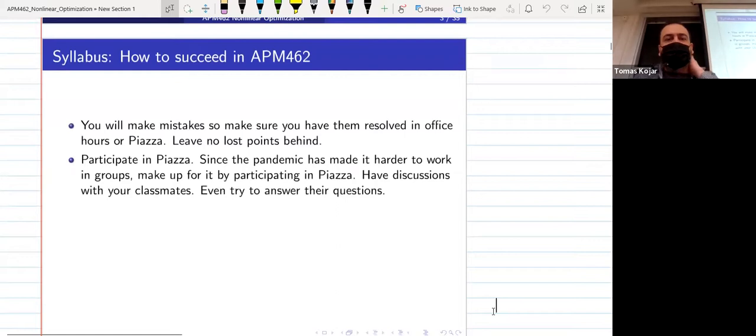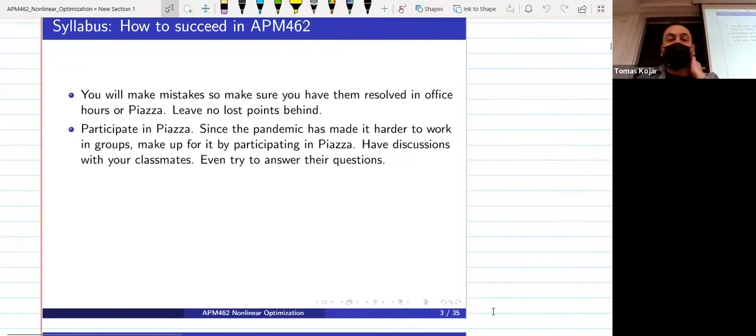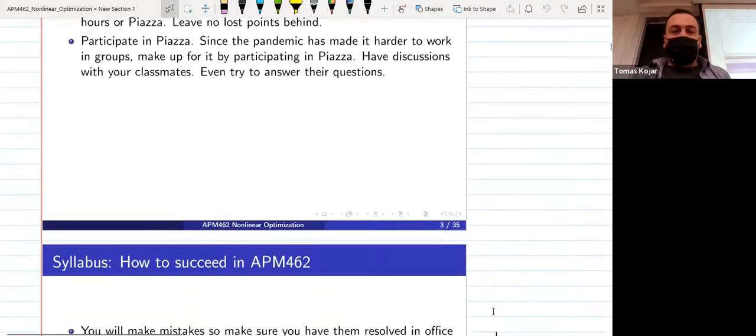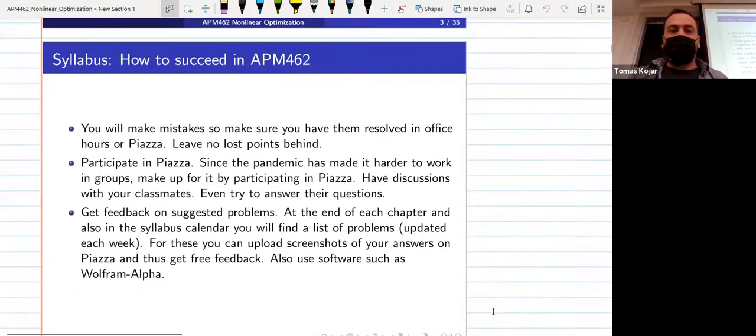Make sure you participate on Piazza, because it's hard to work in groups. And make sure you get feedback on the suggested problems. Each week I will update the calendar with the problems, and make sure you do them and talk with your classmates, and also come on Piazza. Say, I'm stuck on this step. Can somebody help me? And we will help you.